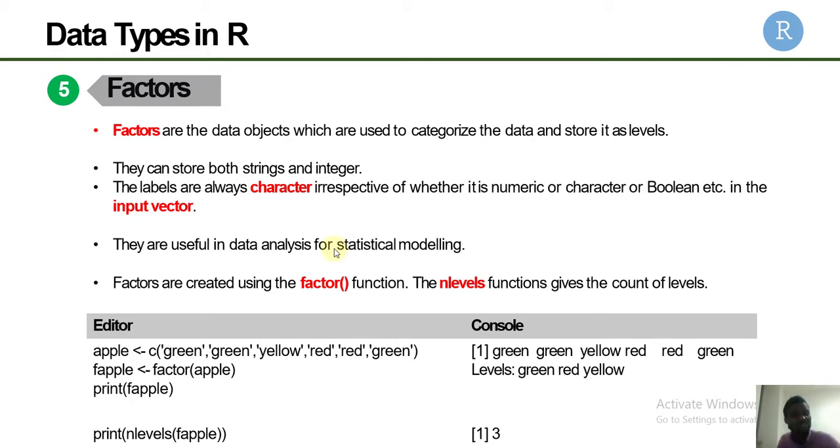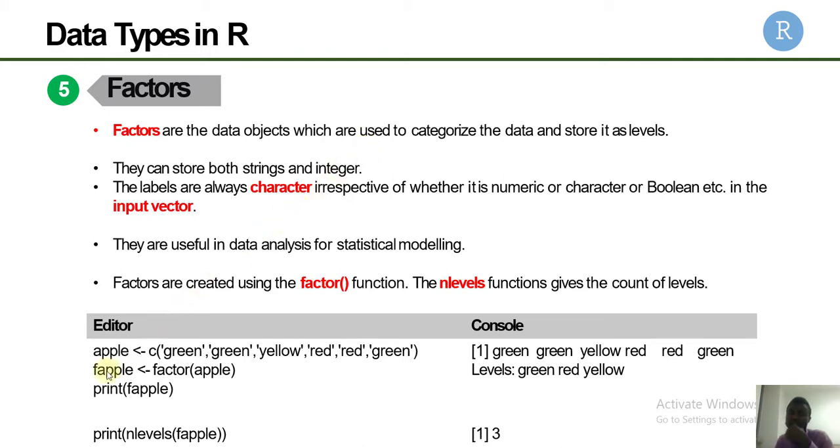So factors are created using the factor function. I have said that earlier, and the nlevels function gives the count of the levels. Let's see an example. We have a variable called apple, and we're using the less than assignment operator to combine all the character values that we have to store in the variable called apple. So we have green, green, yellow, red, red, green, and that is just a vector. And now we want to create a new variable where we would be using the vector as an input to the factor data type. And that's what we are doing here, where we have fapple.